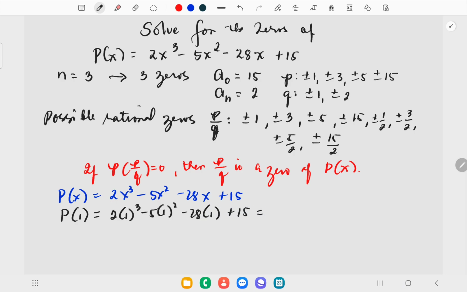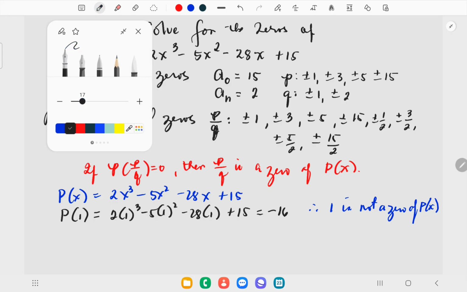Knowing that any number multiplied by 1 is the number itself, and 1 raised to any exponent is 1, we have 2 minus 5 is negative 3, minus 28 is negative 31, plus 15 is negative 16. We did not arrive at a zero value, so our conclusion will be that 1 is not a zero of P of x.